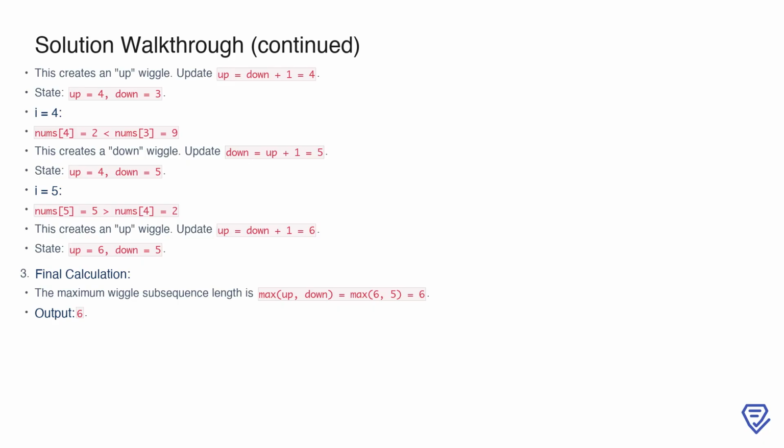Finally, at i equals 5, nums[5] equals 5 is greater than nums[4] equals 2, creating another upward wiggle. At this point, we update up to down plus 1, resulting in up equals 6 and down equals 5. Once we finish iterating through the array, we calculate the maximum wiggle subsequence length by taking the maximum of up and down. This gives us max(up, down) equals max(6, 5) equals 6. Therefore, the output for this example is 6.